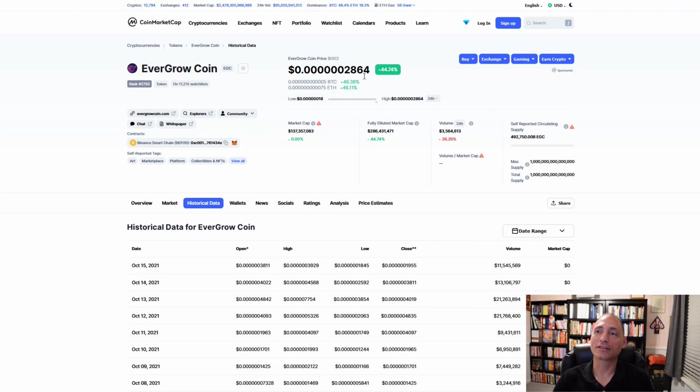And then we'll use 2864 for the price. Now, how many tokens are burned? How do we figure that out?